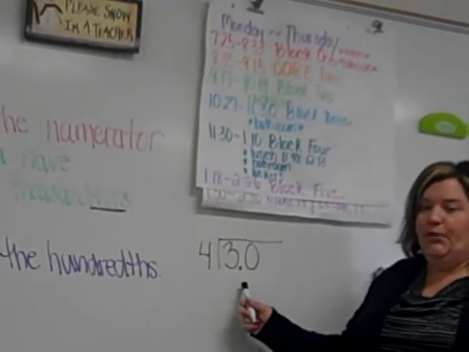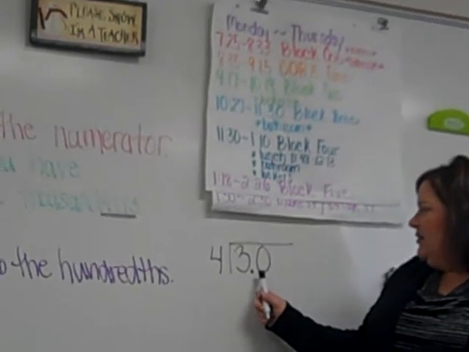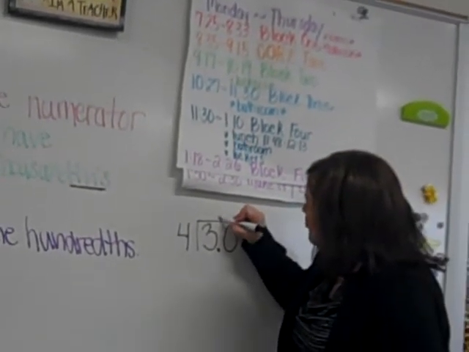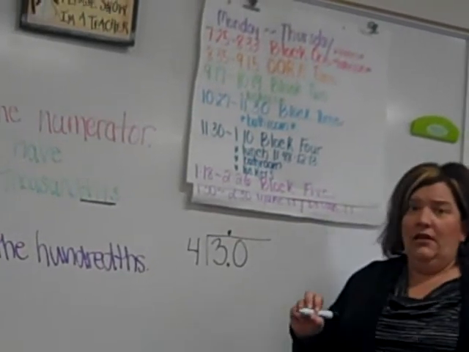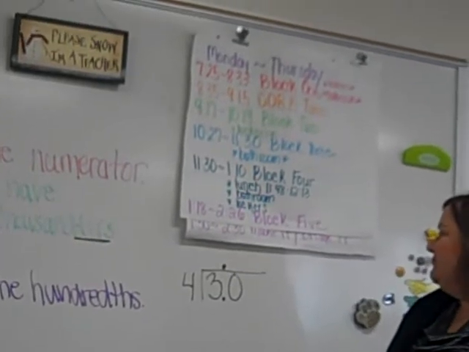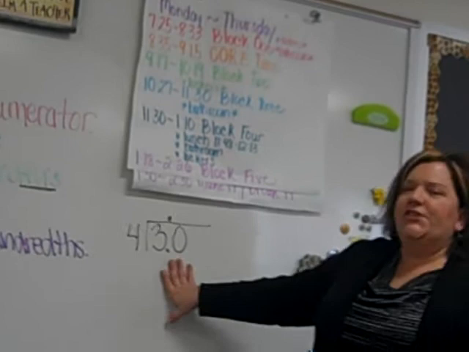Now when I put that decimal point in the dividend, go ahead and put it right up in the quotient as well. And you have to keep them perfectly lined up. So, how many times can 4 go into 30?